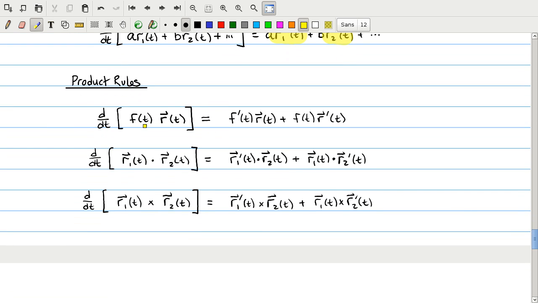If we have, instead of a constant multiplication, some scalar function times our vector, that still is a vector. When we take the derivative of that, we just apply the product rule exactly like you might expect: f prime times r of t plus f of t times r prime of t. It's exactly what you'd expect, except this r has an arrow over it. Similarly for the dot product and the cross product of two vector functions. It's exactly equal to the product rule as you would have seen in Calculus 1. Last page.